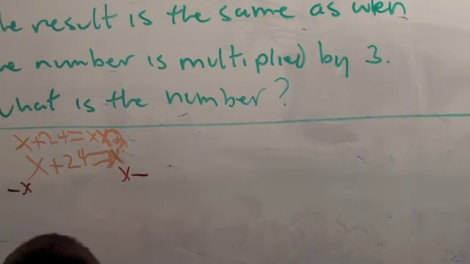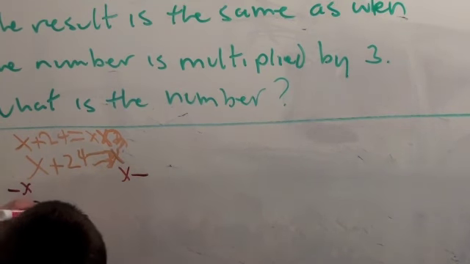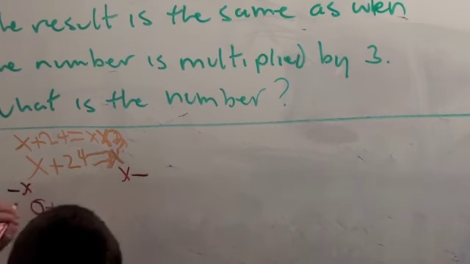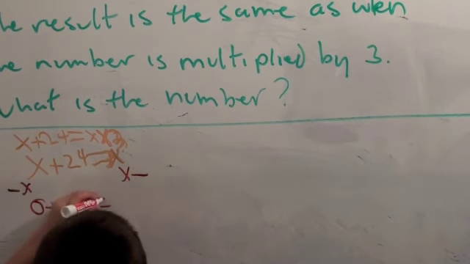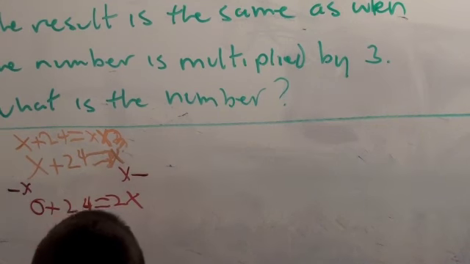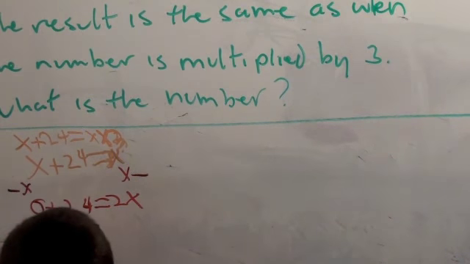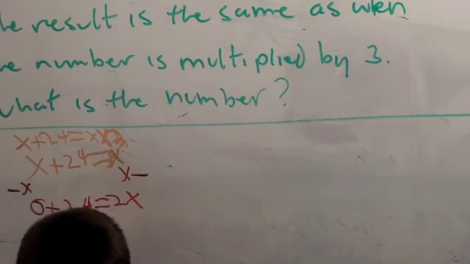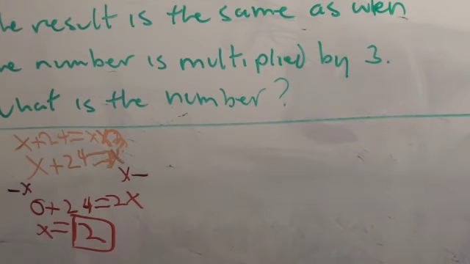Okay, so what do you get on the left-hand side? It's 0. And 24. 0 plus 24 equals 2X. Okay. X equals 12. Okay, so stand out of the way because you're blocking a little bit. So X equals 12. Very good.